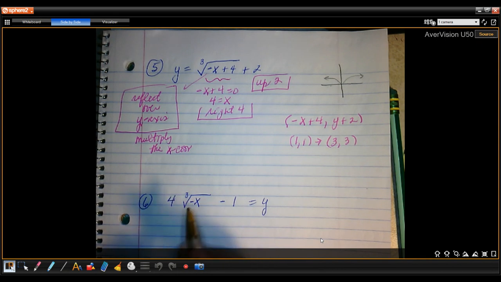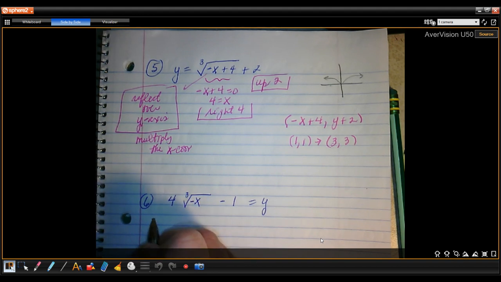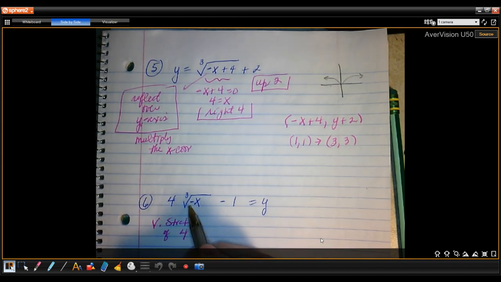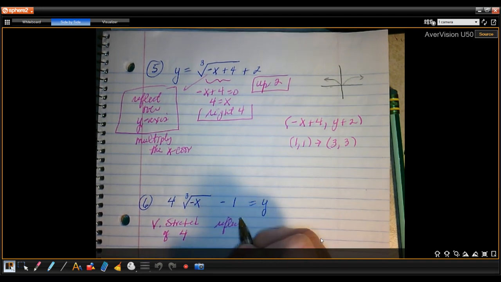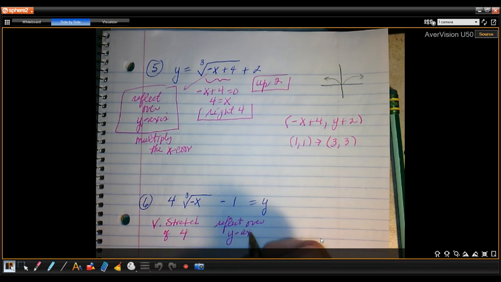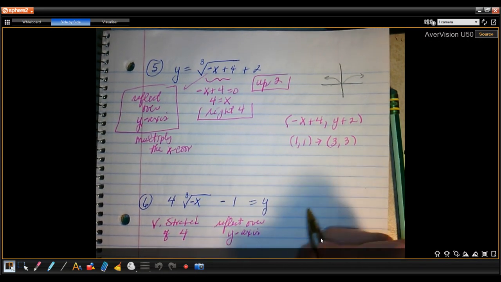another cube root function. So the 4 is on the outside. So here, like I said, we're going to keep it simple. We won't give you 2 at one time when it's a cube root function because it's hard to take the cube root of a number. So here it'd be what, 4, it's positive, it's greater than 1. So this is what, a vertical stretch of 4. Then that negative's inside the radical symbol. So that would be what, reflect over the y-axis. And then the last one would be what, down 1.